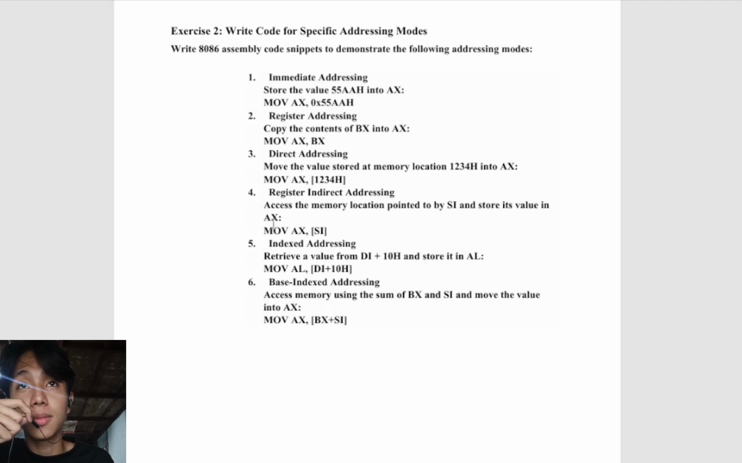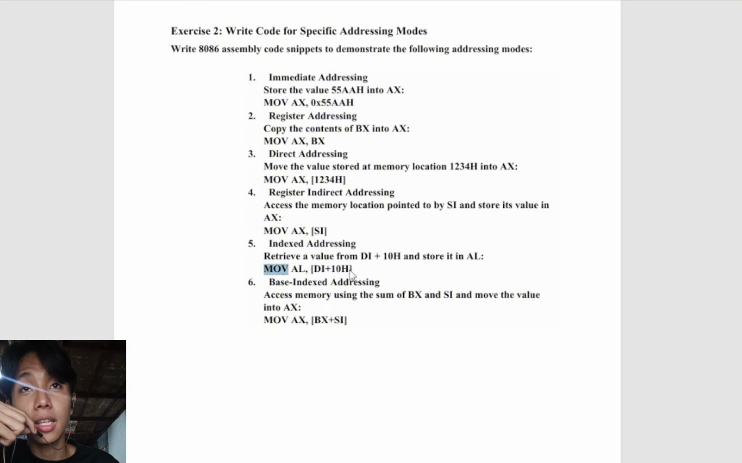Number 4 is register indirect addressing. So the answer is MOV AX, [SI]. It's because SI acts as a pointer to a memory location, where the data can be obtained from that location. Number 5 is index addressing.